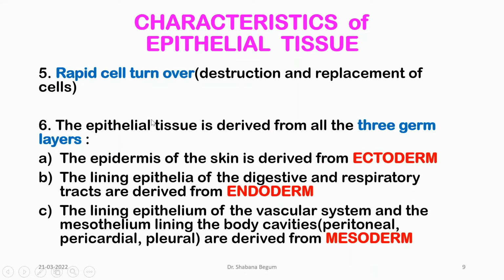And the epithelial tissue is derived from all the three germ layers. Thus, the epidermis of the skin is ectodermal in origin. The lining epithelium of the digestive and the respiratory tracts is endodermal. And the lining epithelium of the vascular system, and the mesothelium, which lines the body cavities, are mesodermal in origin.